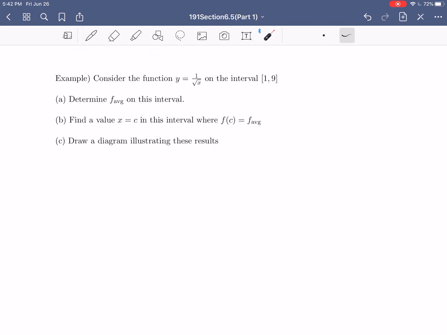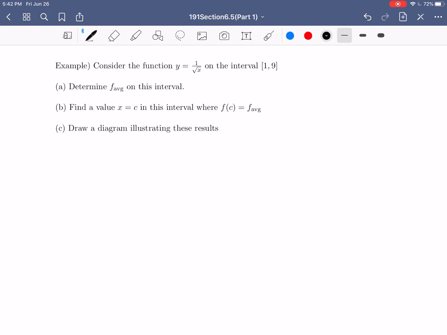All right, so we're going to take a look at a function here. In this case, y equals 1 over square root of x on the interval 1 to 9. We're going to do a couple of things. We're going to determine the average value on this interval. Then we're going to find where the function achieves its average value. Notice that in part B, we are guaranteed to be able to do this by the mean value theorem for integrals. And then we're going to draw a diagram illustrating these results, helping you visually understand what the average value is really calculating. So let's start with A.